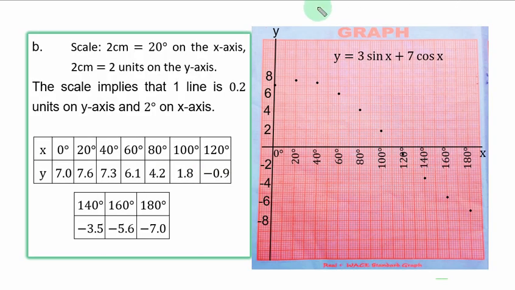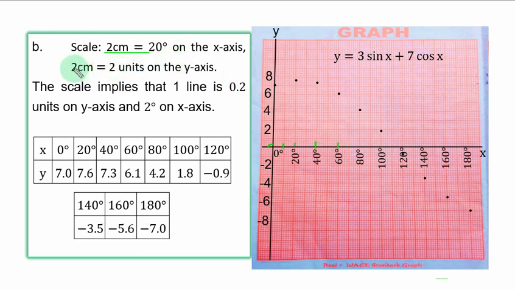B part of the question, we plot the graph. So let's start with the given scale, 2 cm to 20 degrees on the s-axis. From the origin to the end of the first bus is 1 cm. So the next one becomes 2 cm. So you give 2 cm 20 degrees. The next 2 cm becomes 40. The next is 60, and so on.